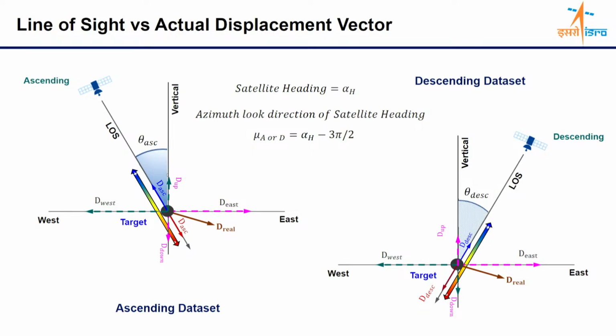So how to get those components? The point is, this real vector we can project along the line of sight vector. We are trying to correlate this real deformation vector with the line of sight vector, so that we have some relationship between the real deformation vector and the line of sight vector which we are getting from a single pass, either the ascending or the descending pass. Then we will try to solve that relationship, and from it we will be able to find out the real displacement vector.